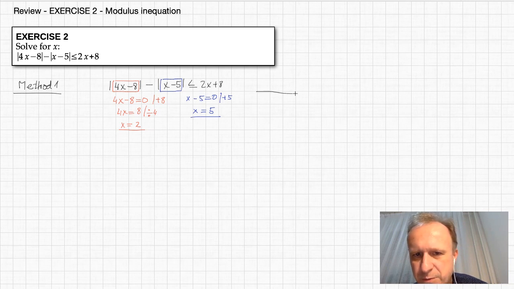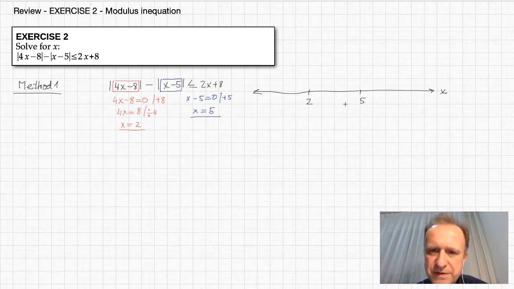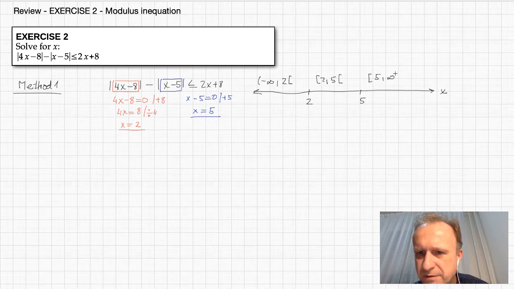Now I'm going to place them on the number line. So this is the number line for x values. The number 2 is to the left, and number 5, which is greater, is to the right. So these two numbers divide the number line into three intervals. The first interval is from negative infinity to 2, open at the right hand side. The second one is from 2 to 5, like this, and the last one is from 5 to positive infinity.